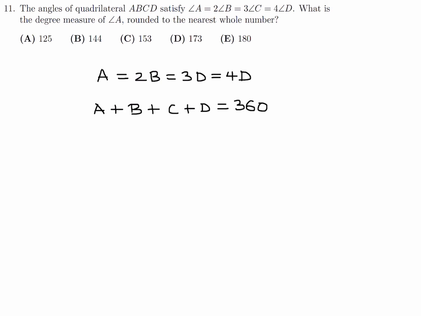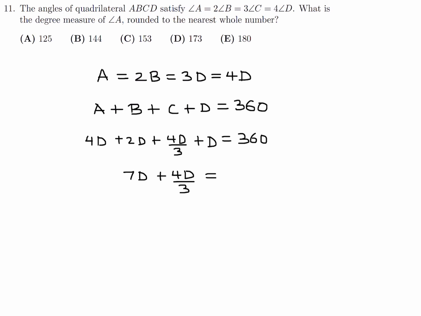Let's put everything in terms of one variable. Very quickly, I see A is equal to 4D, B is equal to 2D, and C will be equal to 4D over 3, and then D, and that is 360. So this will allow me to solve for D, and then I can solve for A later. So this looks like 7D plus 4D over 3 is 360.